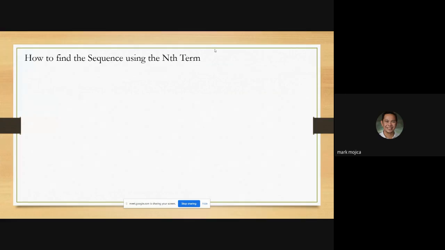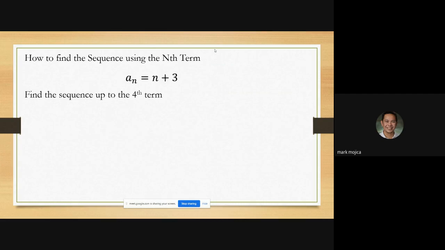How to find the sequence using the nth term? When we talk about the nth term, we are referring to the formula being given to us. Ito na yung binigay sa atin, at hahanapin lang natin kung ano yung magiging sequence pag ginamit natin yung formula. Let's just say we have a sub n is equal to n plus 3. So this is the nth term na meron tayo. So paano yun? Find the sequence up to the fourth term. So pinapahanap sa atin yung a sub 1, a sub 2, a sub 3, a sub 4.